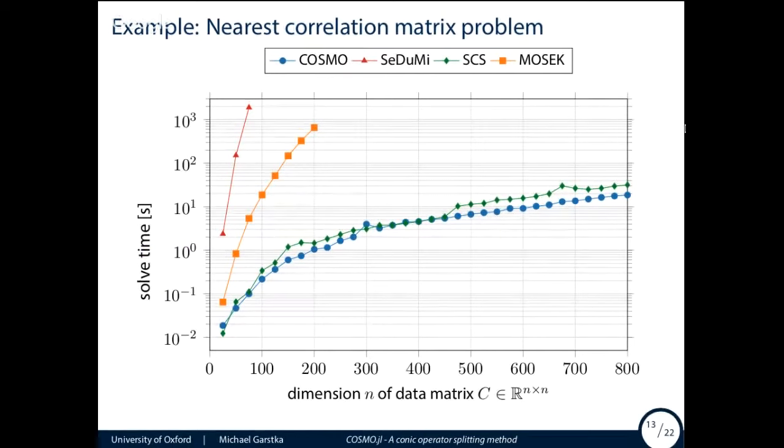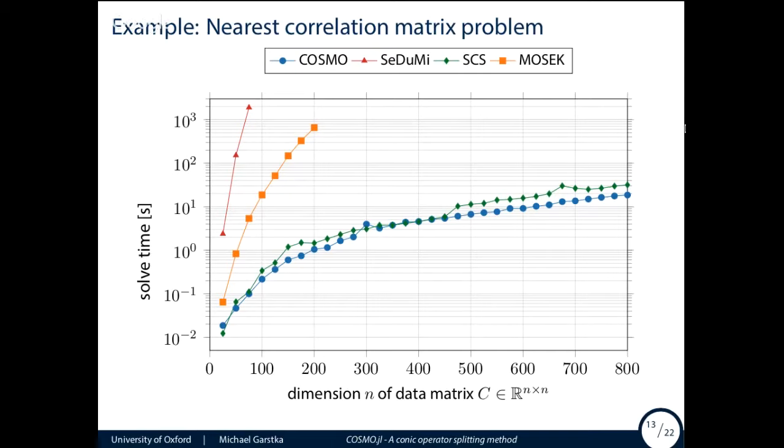And I did that for increasing size of matrix C and for different solvers. So on the x-axis, you can see how the matrix that you want to find the closest correlation matrix for increases, and on the y-axis, you have the solve time. And one thing you can see immediately is that Mosek and SeDuMi, which are interior point solvers, don't scale very well if you increase the problem size. And it's not surprising that first-order methods, they perform a lot better.